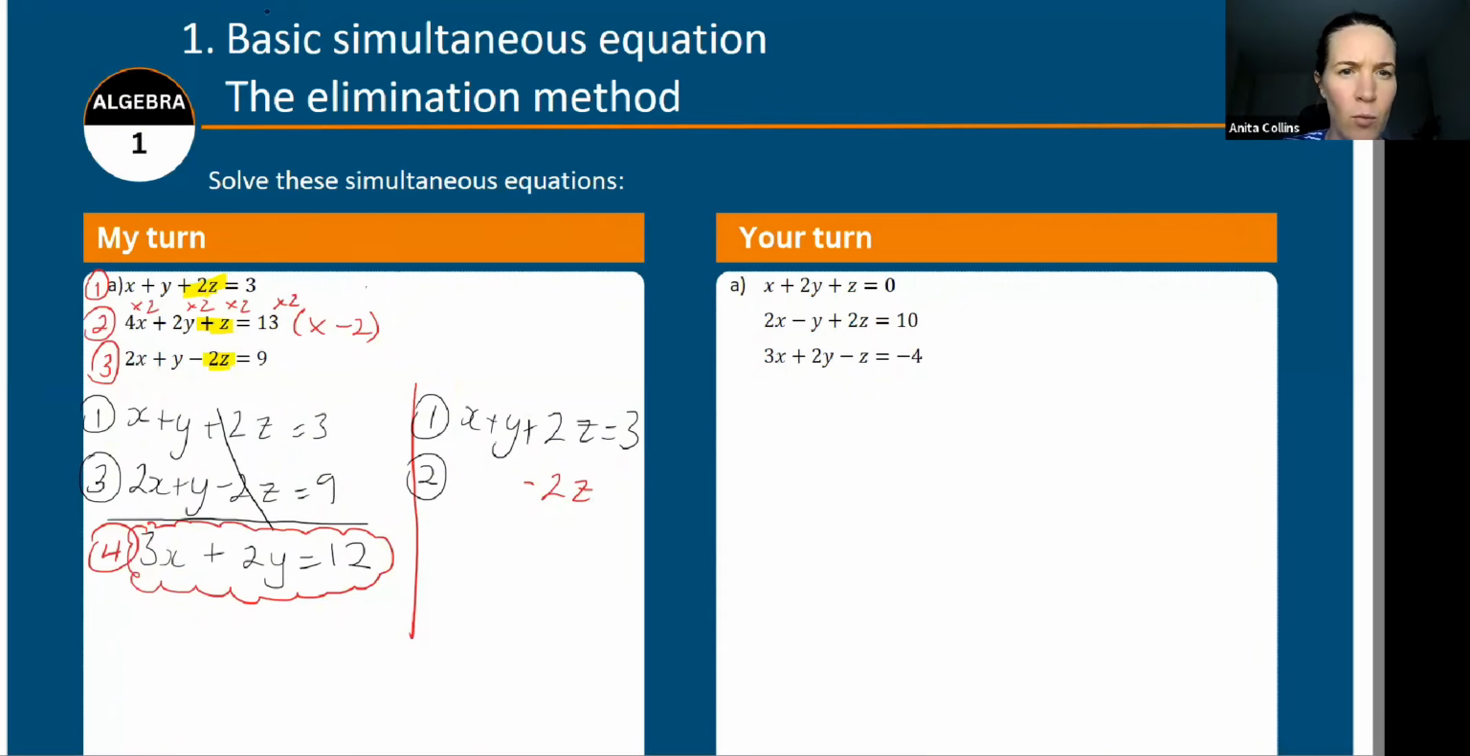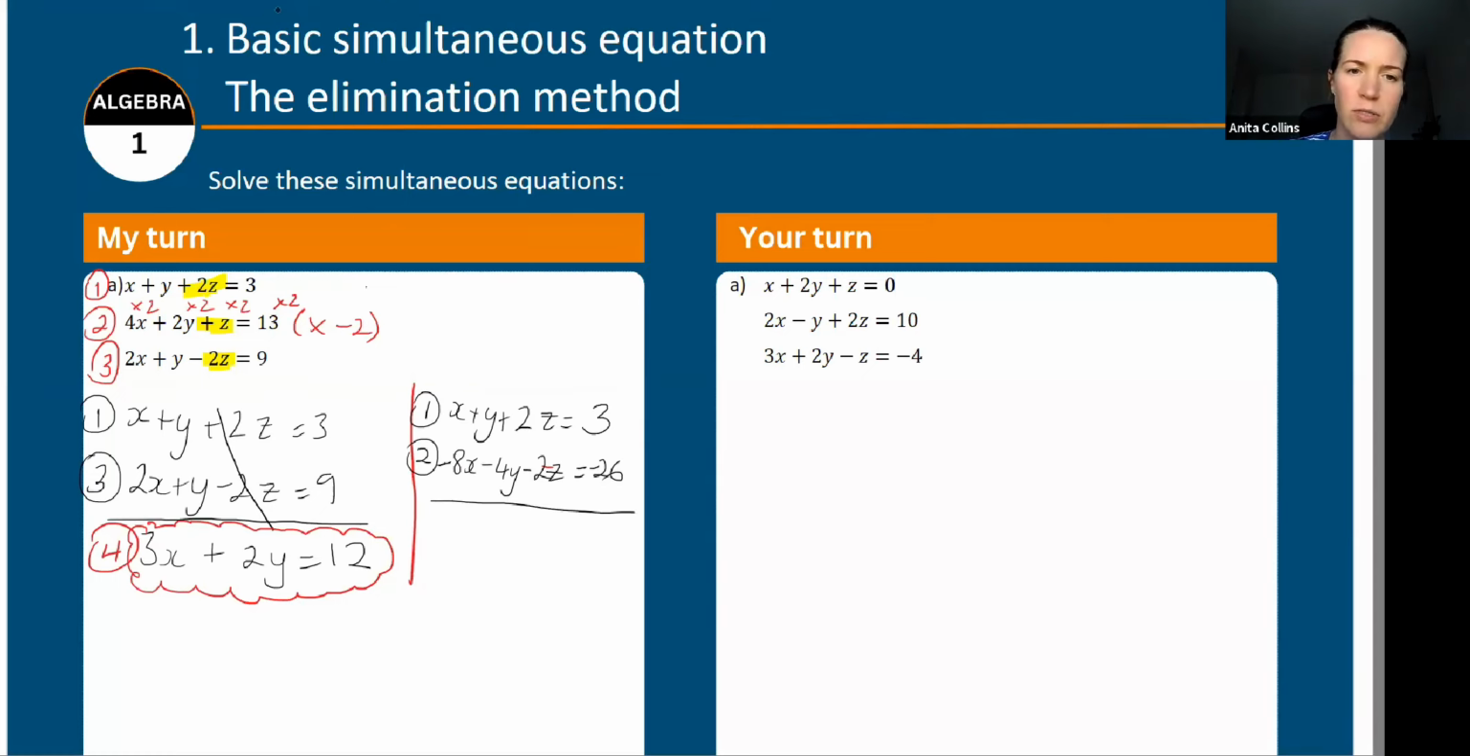We're multiplying it by negative 2. So that's going to give me negative 8x, take 4y, take 2z, negative 2z is equal to negative 26. Okay, let's pull these guys together. So I've got 2z minus 2z goes away. x minus 8x is minus 7x. y minus 4y is minus 3y. 3 minus 26 is minus 23.